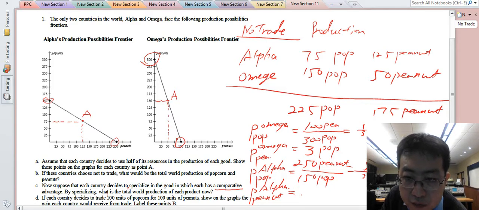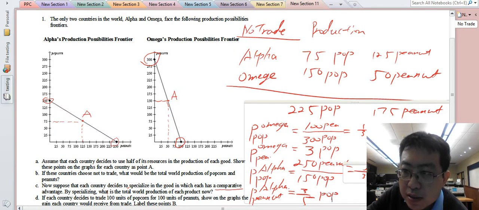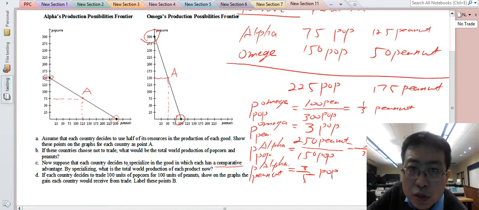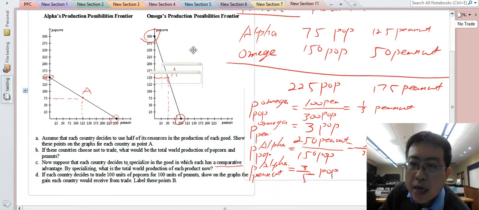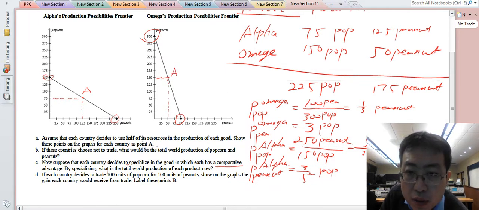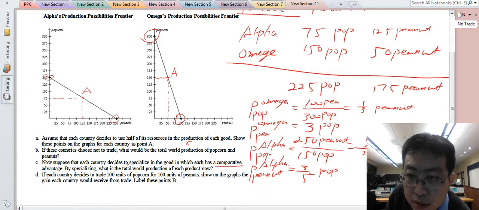And then to find the price of peanuts in alpha, same thing. Take this number over here, flip it over. So that gives you 3 over 5 popcorn. So now we have our 4 prices. So to compare the 4 prices, we'll also give the answer for comparative advantage. Now, for the price of popcorn, where is my mouse? Here we go. For popcorn, in omega, costs you 1/3 of a peanut. For popcorn in alpha, costs you 5 over 3 peanuts.